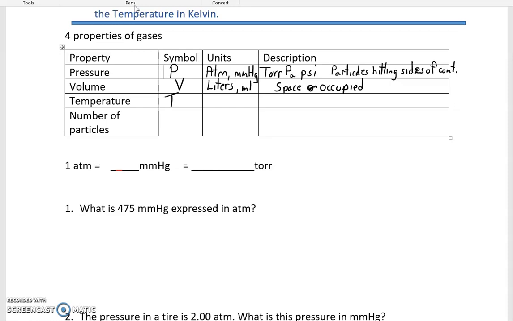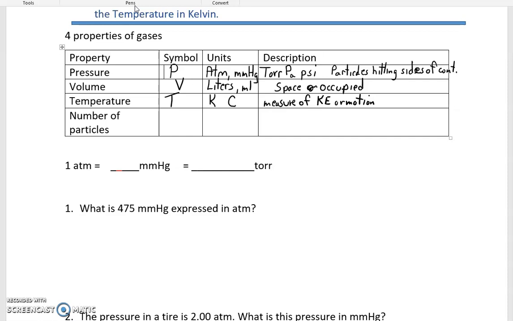Temperature, symbol is T, and we will mainly be using Kelvin. Occasionally we'll use Celsius. This is the measure of the kinetic energy or the motion. So at high temperatures we have fast motion. Low temperatures we have lower motion.